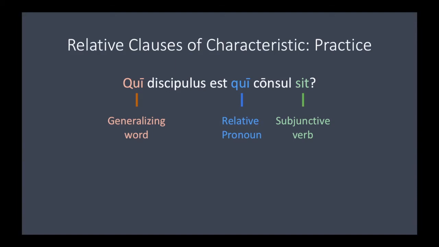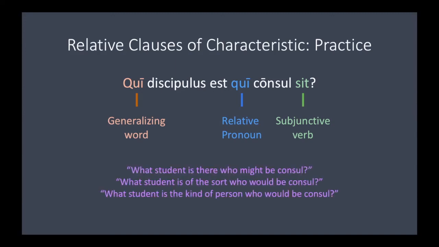The generalizing interrogative adjective qui is a nice clue as well, but a relative clause of characteristic does not require the interrogative adjective or another generalizing word to be there. So how do we translate it? As you probably guessed, there are several acceptable ways to translate this sentence. Here are 3 of them.